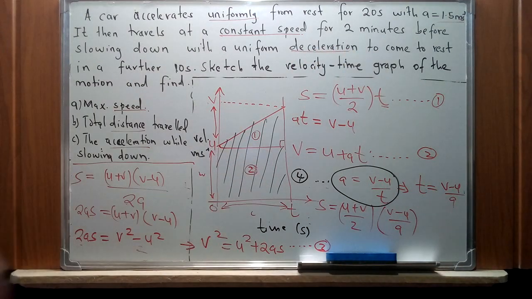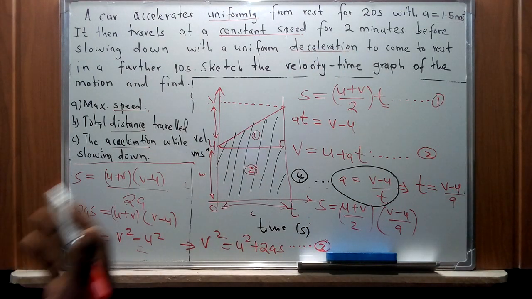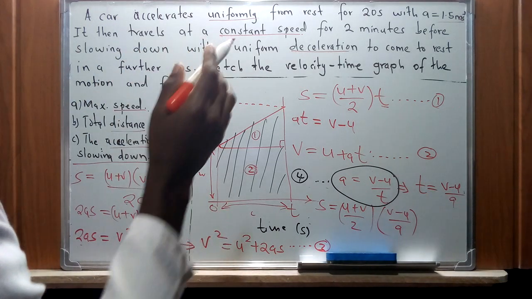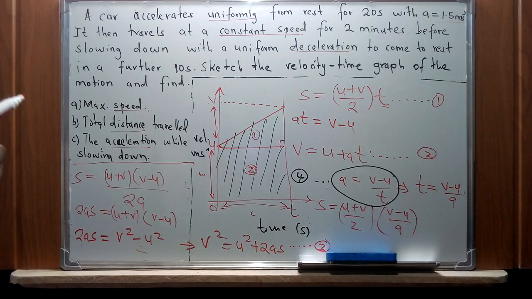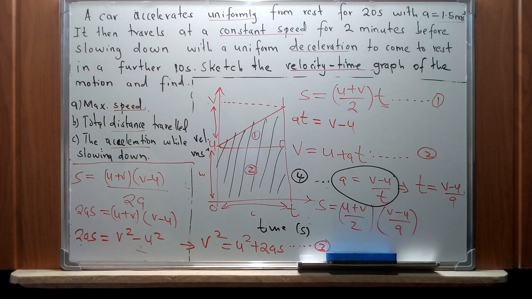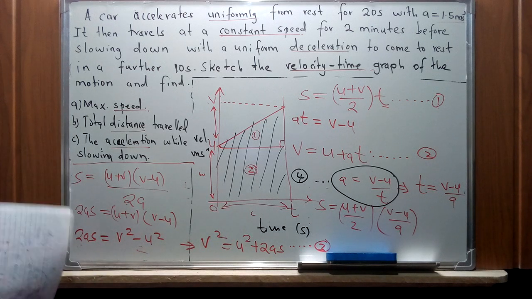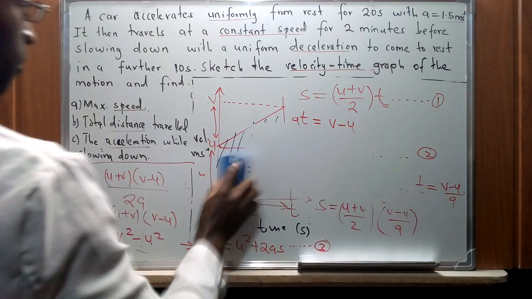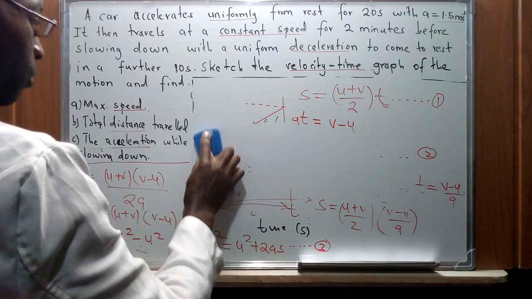So we're going to see how that one is represented, since it's negative. With a uniform deceleration to come to rest in a further 10 seconds. Sketch the velocity time graph of the motion and find maximum speed, total distance traveled, and acceleration while slowing down. So we are just going to do away with the work that we have been doing here, so that we can use the information we have been given to do that problem.